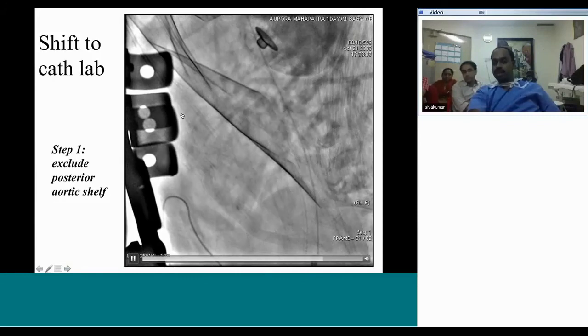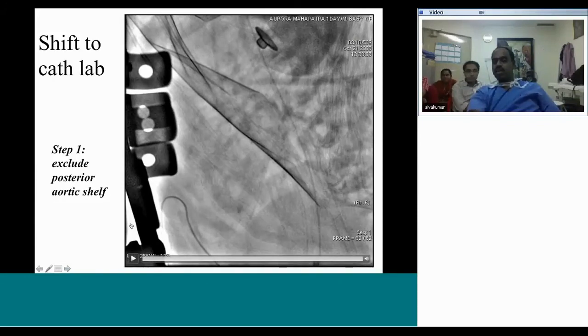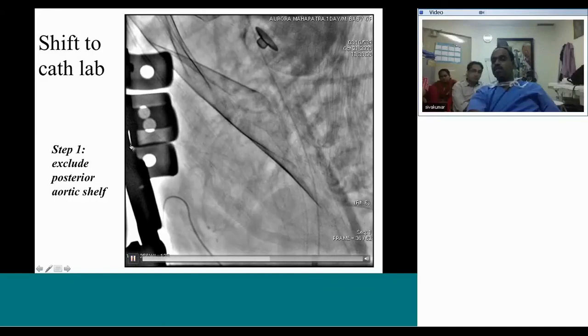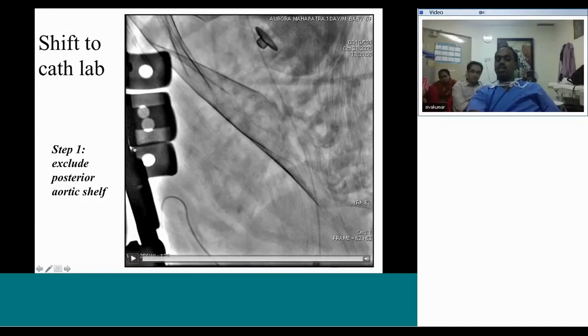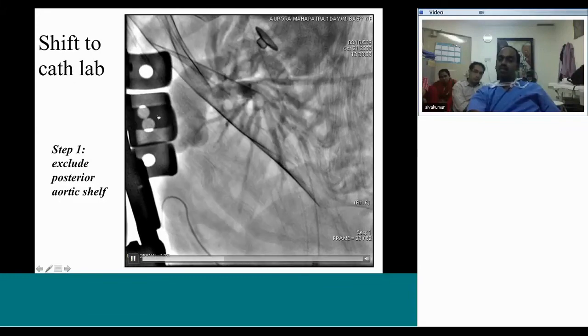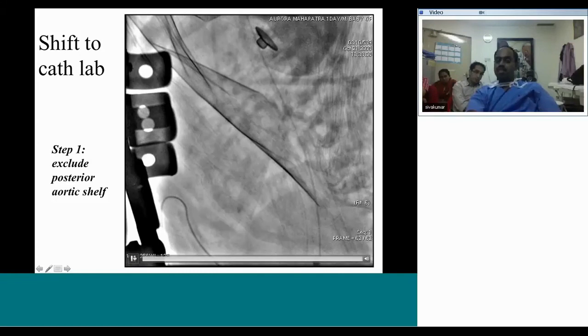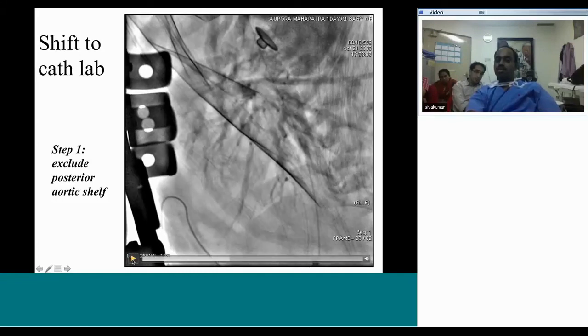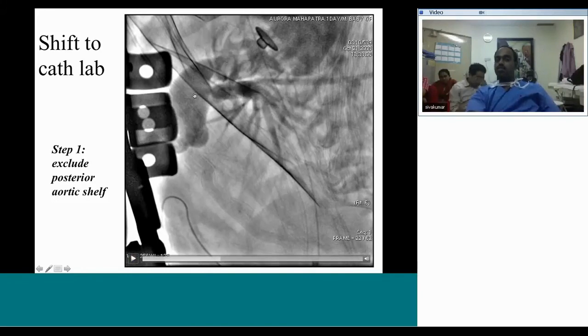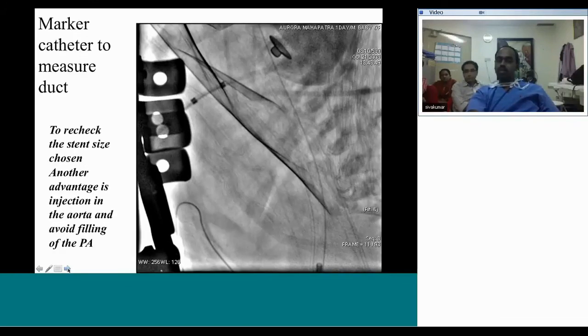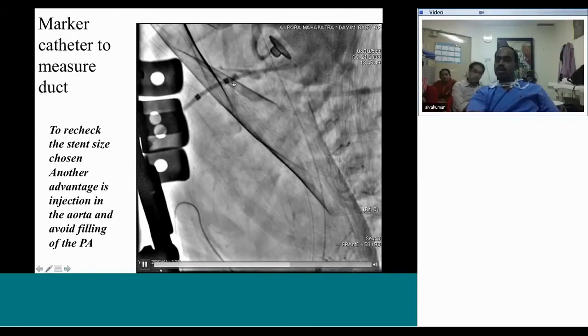Once you have done that, move the patient into the cath lab. This is the sternal retractor, and you pass a sheath immediately distal to the pulmonary valve into the main pulmonary artery and inject. And when you are injecting, you will realize that this is the main pulmonary artery. This is the large ductus. This is the retrograde aortic arch. So the blood goes from the large ductus and courses through this arch and down to the descending thoracic aorta. Once you have identified it, you put a marker catheter and repeat an angiogram.